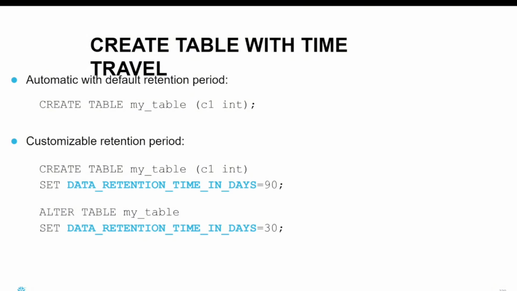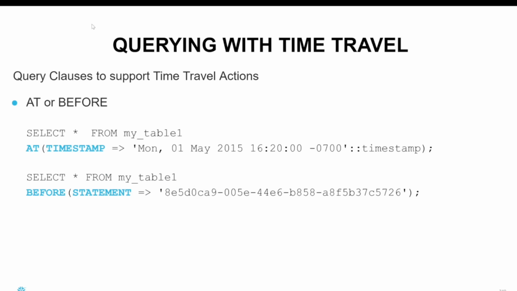Beyond the 30th day, you'll not be able to retrieve the data from your historical backdrop. Now, how do you query with time travel? There are two ways which Snowflake supports: one is AT, and one is BEFORE.